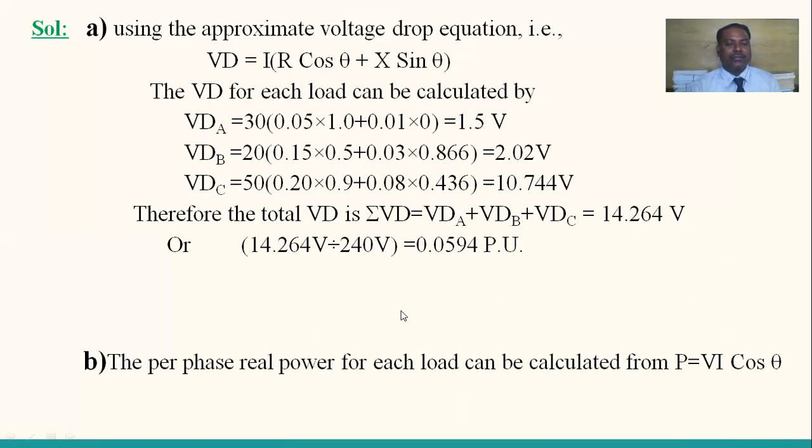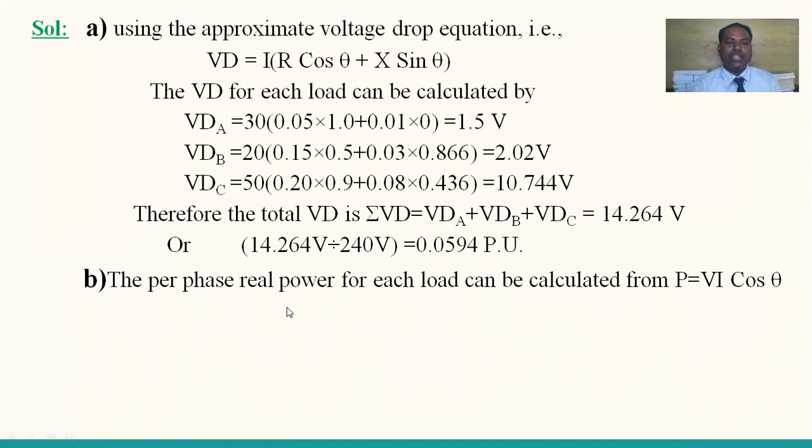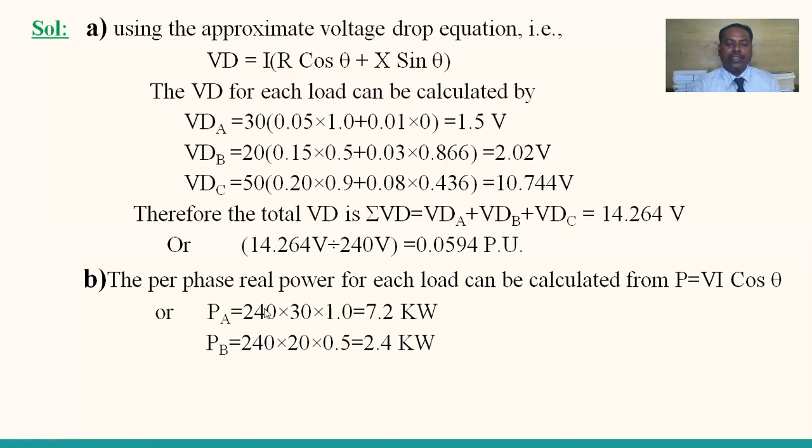And you come to the second bit. The per phase real power per each load can be calculated with the help of P is equal to VI cos phi. So at load point A, the voltage is 240 volts, I is 30 and cos theta is unity, so it is 7.2 kilowatts. At load point B, I is 20 and power factor is 0.5, so it becomes 2.4 kilowatts. And at C, 240 into the magnitude of current 50 and the power factor is 0.9, which is equal to 10.8 kilowatts.